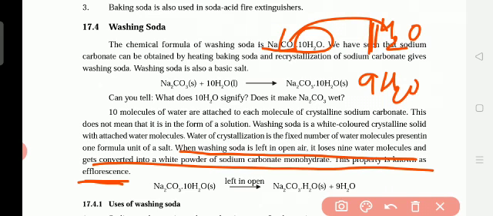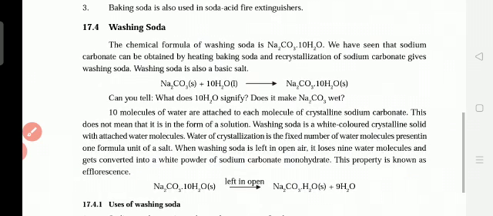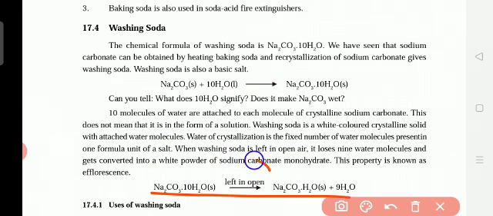So 1 means mono. When the 9 water molecules have evaporated, the washing soda becomes a white powder. The white powder of sodium carbonate is called a monohydrate. Here washing soda is now called what? Sodium carbonate monohydrate. When 9 water molecules evaporate and only 1 remains, it is called sodium carbonate monohydrate. So this property is known as what? Efflorescence. Here it is shown in the equation, left in open air.